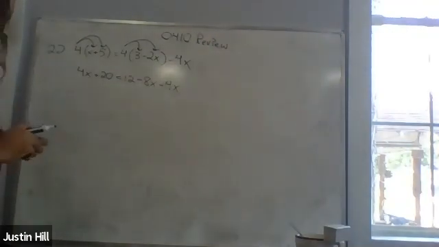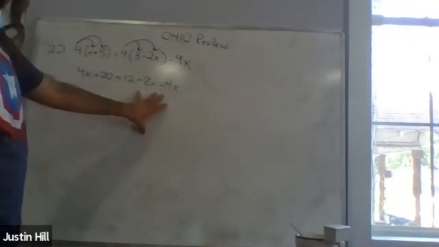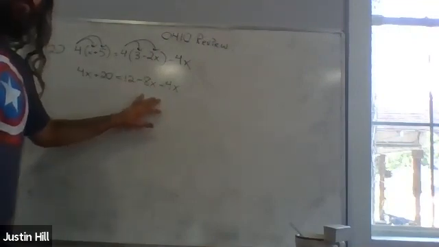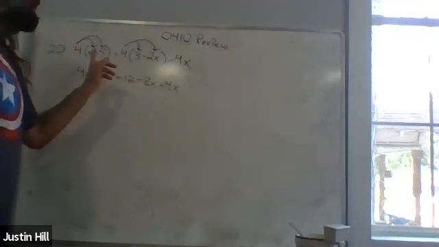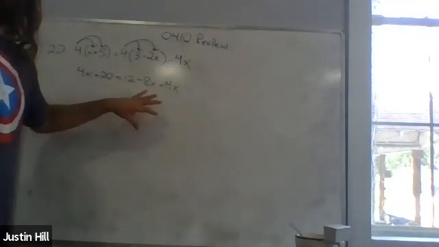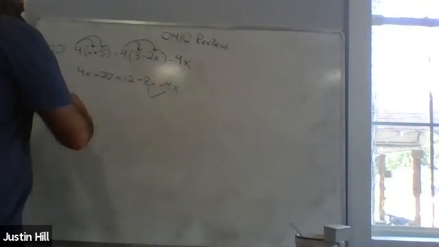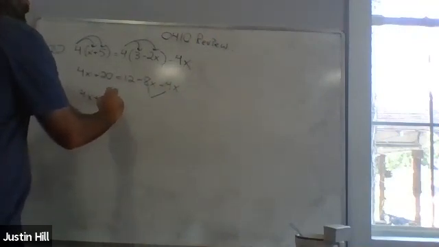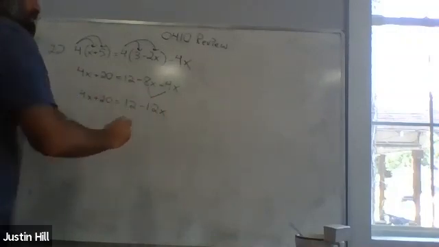And so from here, something else you might notice is that on the right side, we have some like terms to combine. In general, with equation solving, as long as you have either distribution or like terms to combine, you want to do those first before we actually get down to the business of getting x by itself. So combining these, we've still got 4x plus 20 on the left side. Then we'll have 12, and that should be minus 12x on the right side.